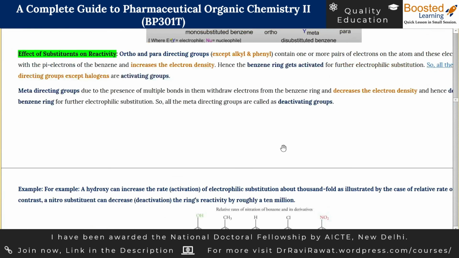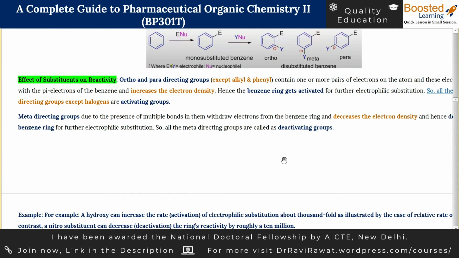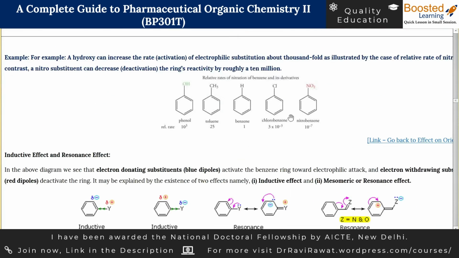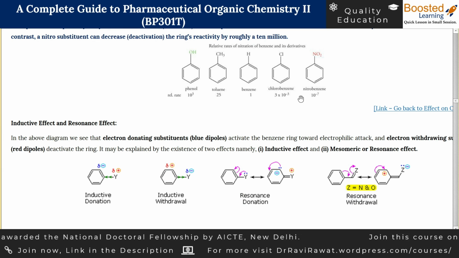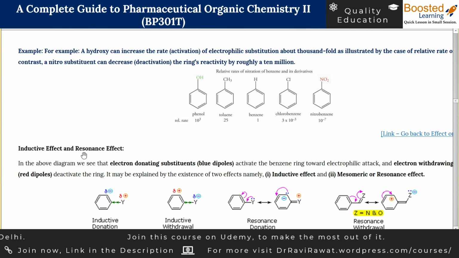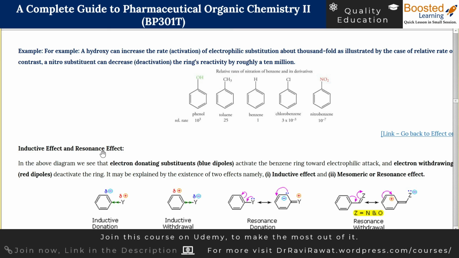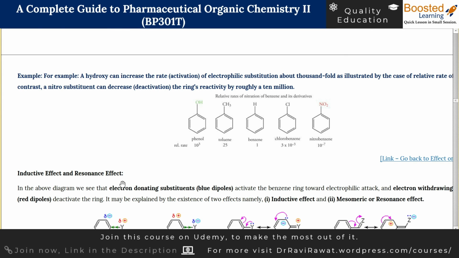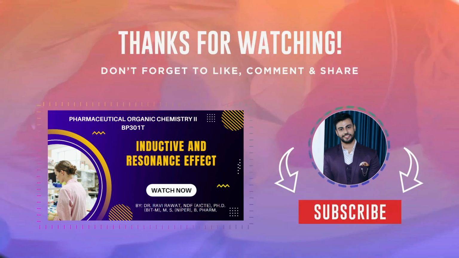So I hope you have understood the effect of the substituent on reactivity. We will discuss the basis of such effects. These effects have their basis in terms of physics and electronic parameters. So we will discuss these bases in the next session.